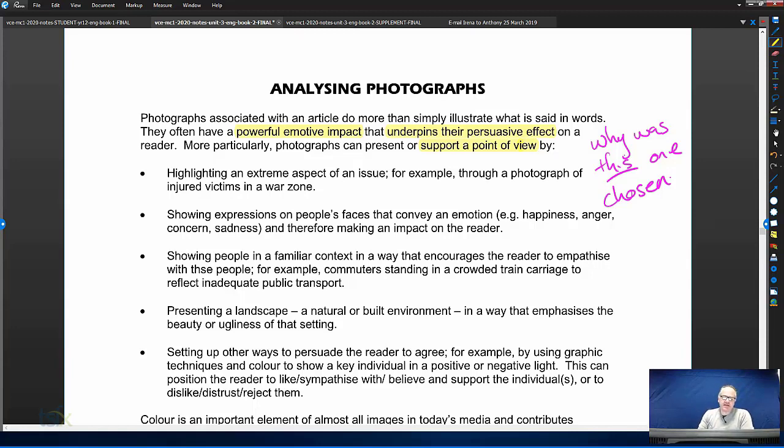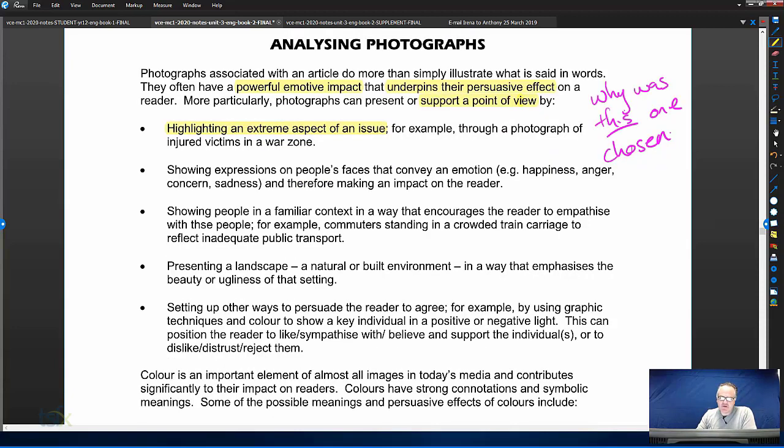So I think the dot points here help us to understand potentially what those choices were and what they were based on, because obviously highlighting an aspect of the issue, so injured victims in a war zone is the example there, that might be why that particular photo has been chosen. Showing a person's expression on their face, which is obviously going to allow for empathy or some sort of emotional response from the reader, to draw that out more easily is obviously another reason. And that links to that idea of empathizing with the people that are being pictured.